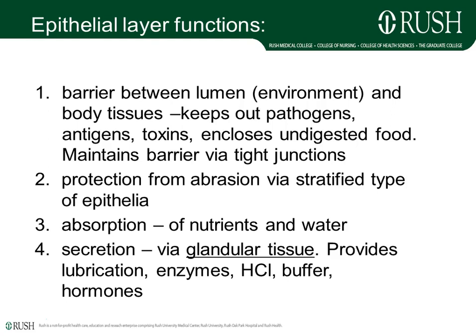It protects from abrasion at the beginning and the end of the tube using that stratified type of epithelia, stratified squamous. In the majority of the tube, you have areas where you have absorption for nutrients and water. And there's also numerous glandular tissues within the GI tube, which secrete substances such as mucus, which provides lubrication, enzymes for digestion, acid, other buffering substances which help change the pH, as well as enteroendocrine cells which secrete hormones.